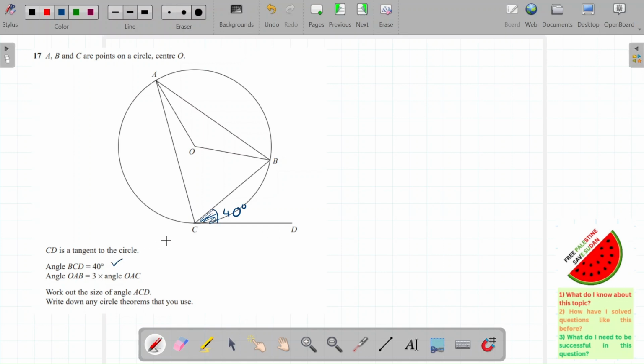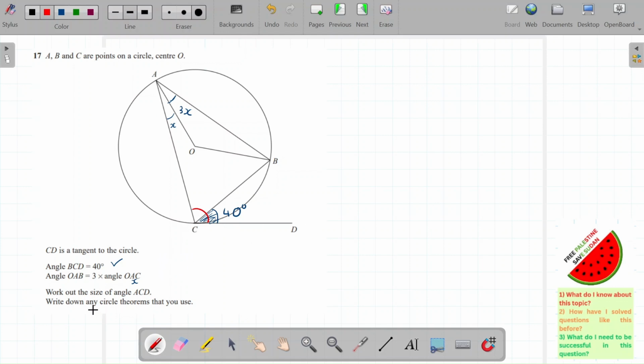Okay. And angle OAB, which is this one, is 3 times angle OAC, which is this one. So if I called angle OAC x, angle OAB will be 3x, because it's 3 times it. Okay, work out the size of angle ACD. ACD is this one, so I'm going to mark that one with red. So I need to find the full angle here, ACD.